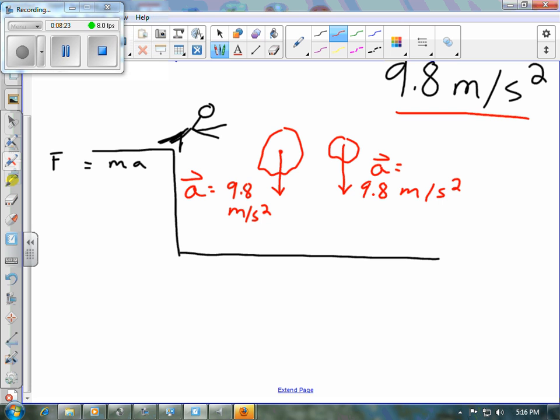All right, now let's do the equation. The big rock still weighs 100 kilograms. The little rock weighs 1 times 10 to the negative 6 kilograms. So let's work out the force on the big rock. Ready? Here we go. The force on the big rock equals the mass of the big rock, 100 kilograms, times 9.8 meters per second squared.